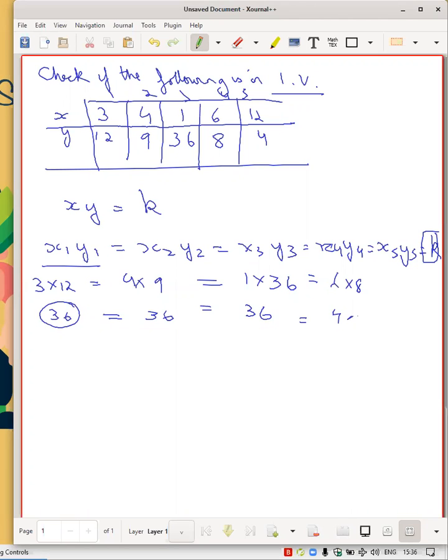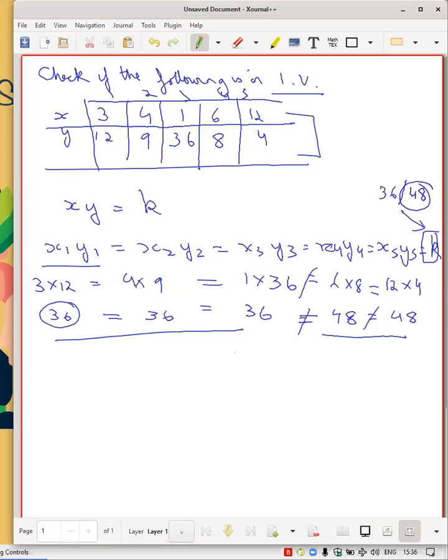So here we see that it is not equal. And what about the last one? 12 into 4, which is again 48. So here also we write not equal, because these all have to be equal, right? So now what do we see? Only 3 of them are equal and 2 of them are equal. But for the entire sequence to be in inverse variation, all of them have to give this value k. So either all would be 36 or all would be 48, isn't it? Since that is not the case, this sequence is not in inverse variation.